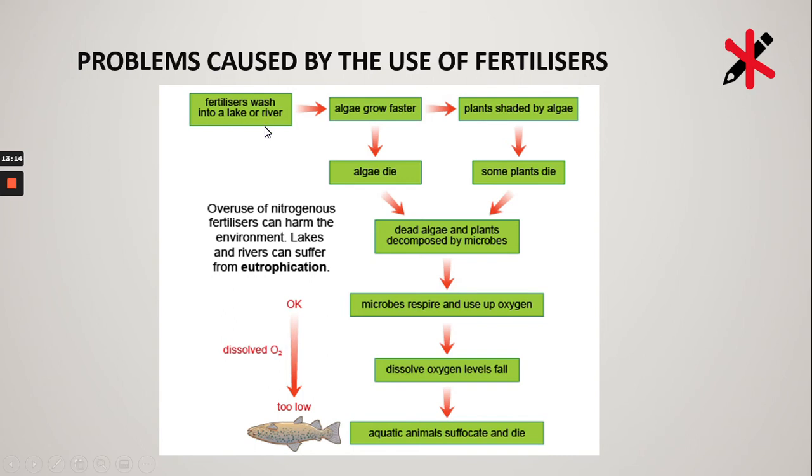This can be minimised by spreading the fertiliser when there's not likely to be any heavy rain. If you spread fertiliser just before heavy rain, it can cause really big problems. But even if there's just a little bit of rain, that will still wash some of the fertiliser away.